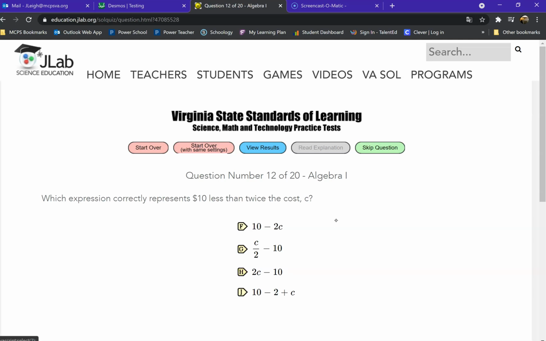H, 2 times the cost. There we go, could be that one. Let's look at J. This time they're adding 2 to the cost, so it's not that, because twice the cost means times, multiply, so it can't be adding. So our answer is going to have to be either F or H. So, $10 less than twice the cost. So that means it's going to be 2c and then minus 10. So the answer is going to be H.